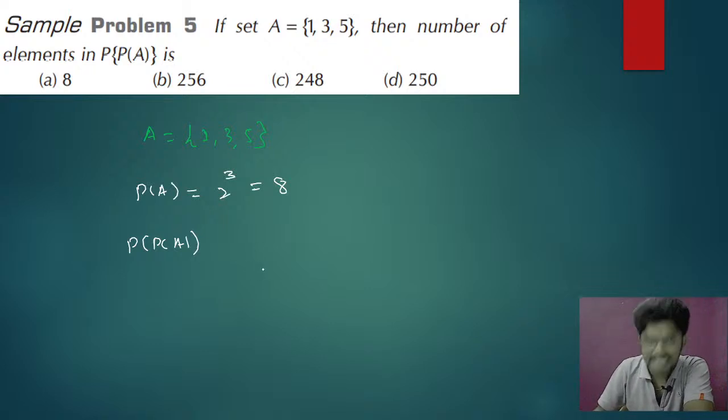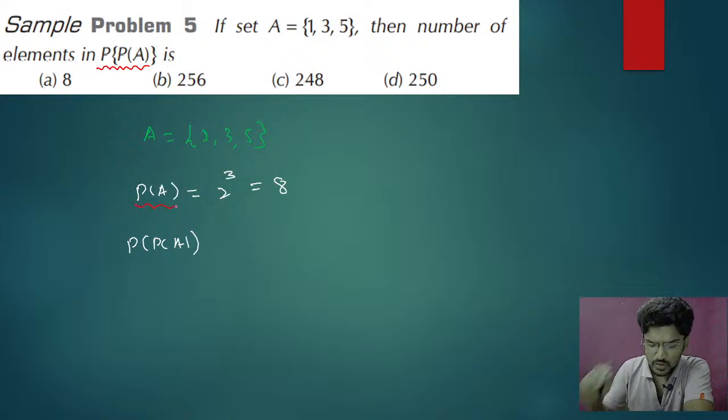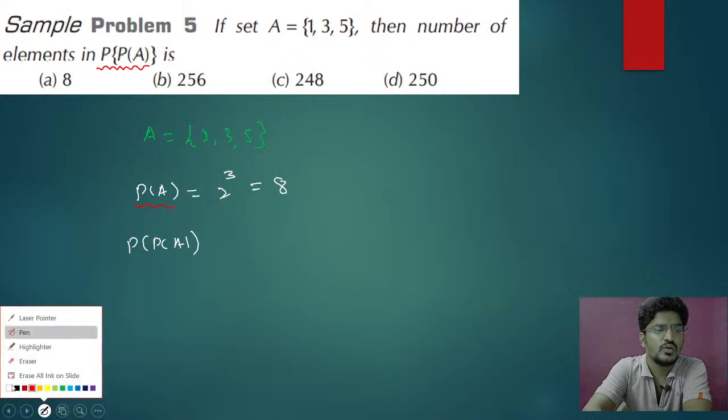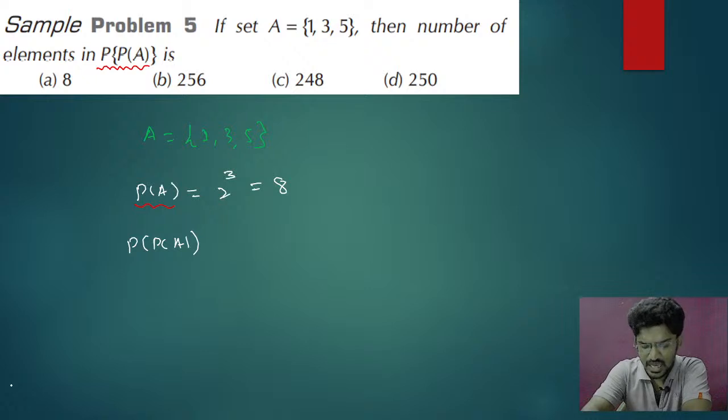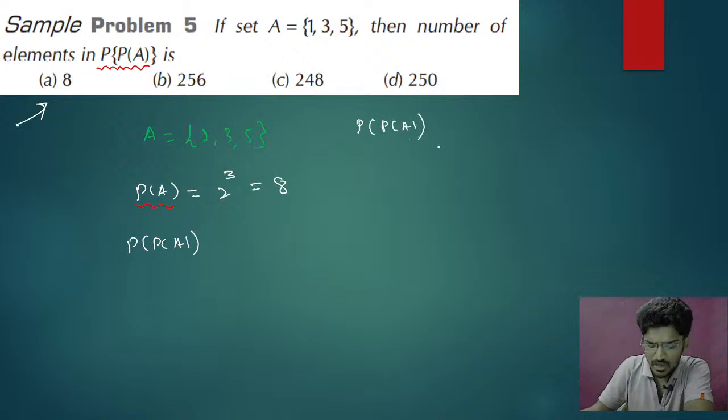Some of you are telling it as 8. Please read the question carefully. They are asking P of P of A, not only P of A. You have to calculate the power set 2 times. Most of you are giving the answer as 8. I know, because most of you would give the answer as 8, so they have given option 1 as 8. Here they have asked P of P of A, not only P of A.